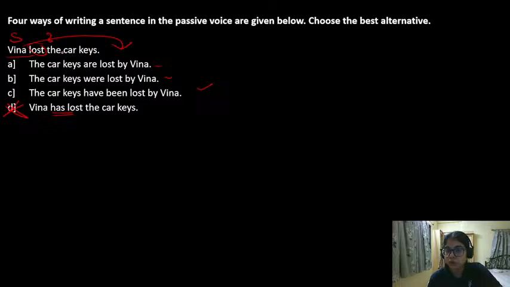Okay, then all of these are the same, but they have a little change of the tense. Had lost would be past perfect. Had been losing would be past perfect continuous. Was losing would be past continuous, but there is nothing like that here. See, have been is again present tense and are is again present. The sentence is in simple past. So I will go for a conversion that's in the simple past again, which is only option B. The car keys were lost by Veena. Okay, simple past.